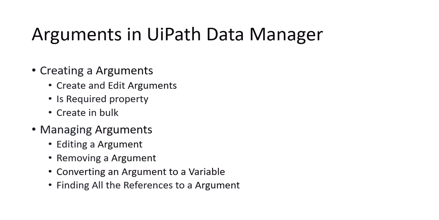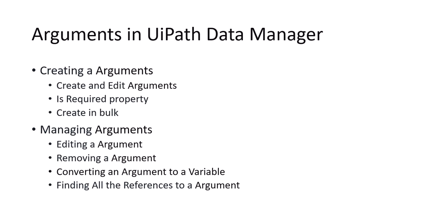Here in UiPath Data Manager, just like the previous variable panel, we can create and edit arguments in bulk. The third new thing that comes with the UiPath Data Manager is the required property. We can make any argument a required argument. If we make an argument required, and then invoke a workflow without passing that required argument, UiPath will give us a compile time error.